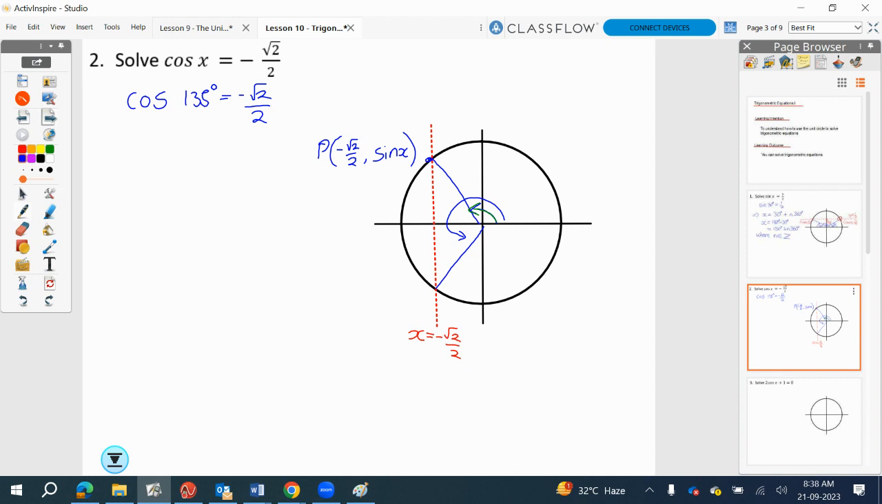135 plus n times 360. So x is equal to 135 degrees plus n 360 degrees. That's the complete set at that point P. What is the complete set at the other point?